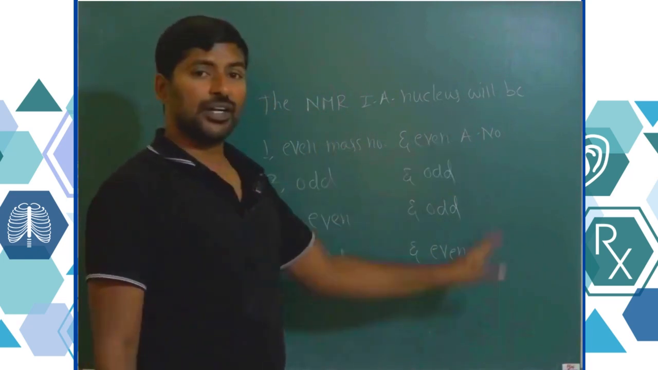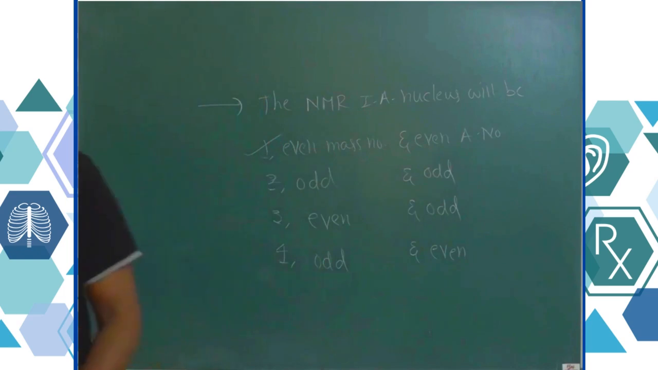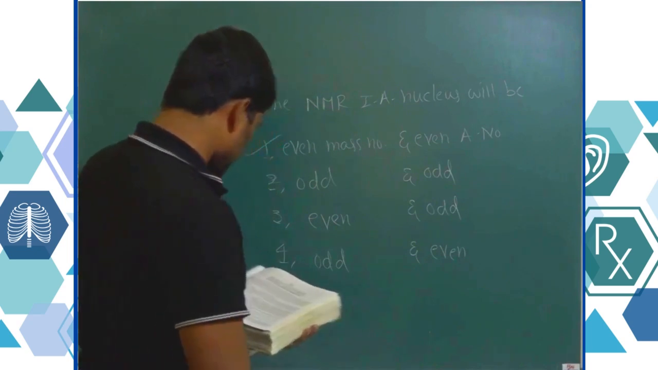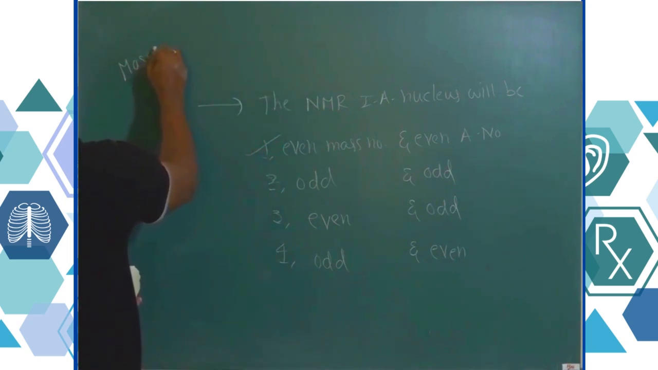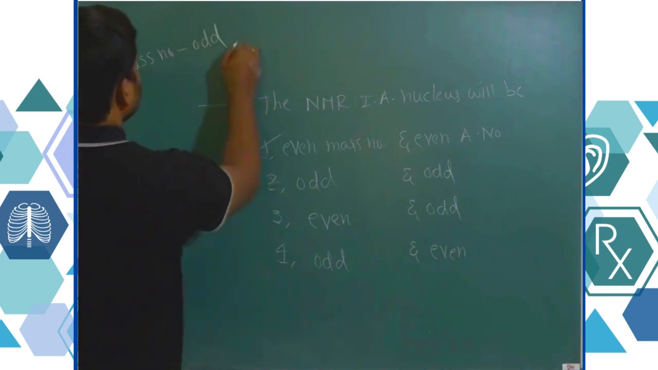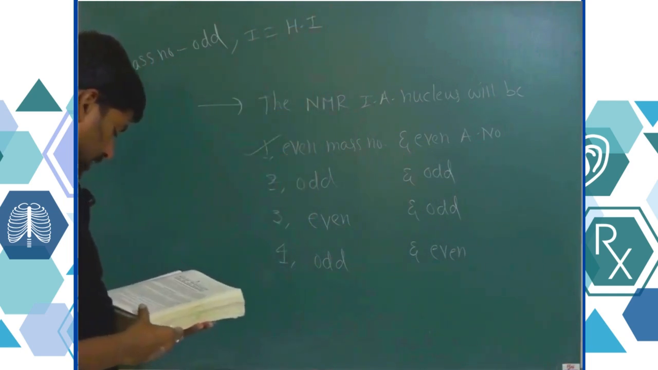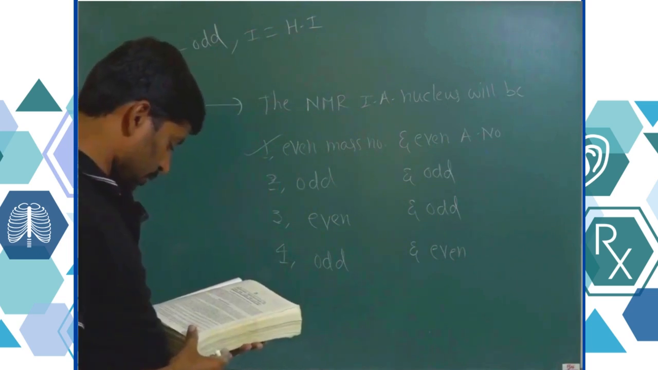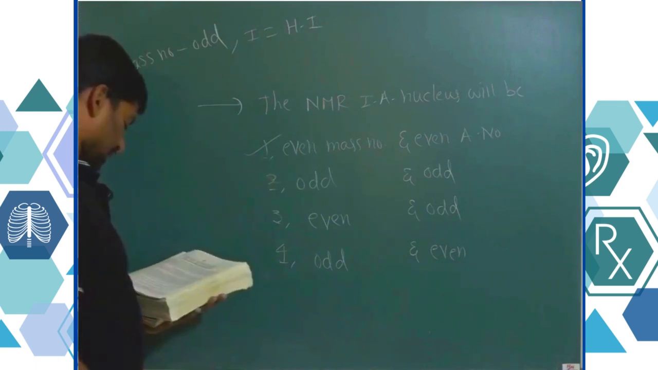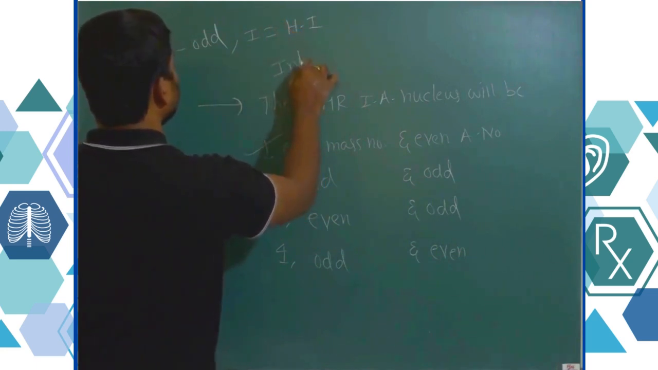But here it is given in terms of mass number and atomic number. In the case of mass number and atomic number also, if you have even mass number and even atomic number, then nuclear spin is 0. If mass number is odd, nuclear spin is half-integral. If both are even, the spin is 0. Next, if one is even and another one is odd, then we will get integral spin.